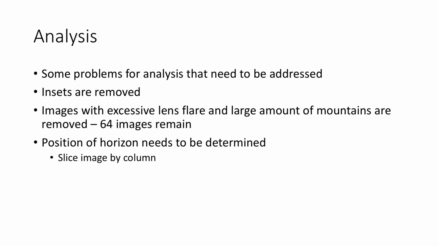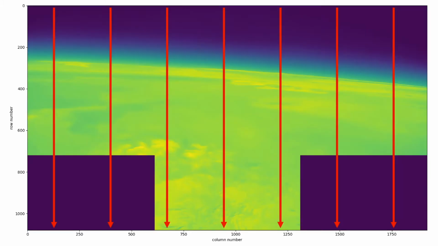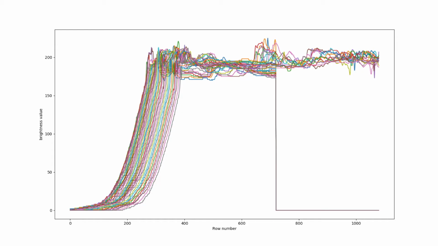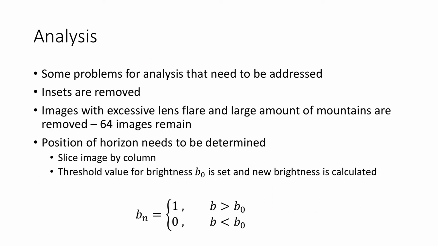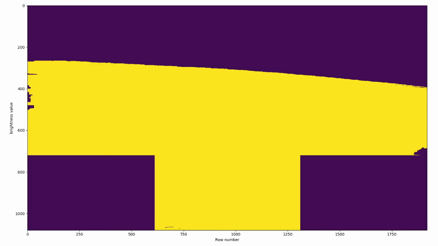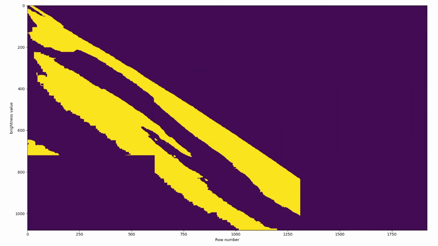To do this, I sliced the images by column and plotted the brightness in each column as a function of row number. You can see that there's a region here where the brightness increases exponentially. Now, this is the atmosphere. I can take any threshold brightness value here as the edge, provided I use the same value every time. All pixels where the brightness is greater than the threshold value will end up with a value of 1, and pixels with a brightness smaller than the threshold value will end up with a value of 0. And this is what the pictures then look like after this edge detection.